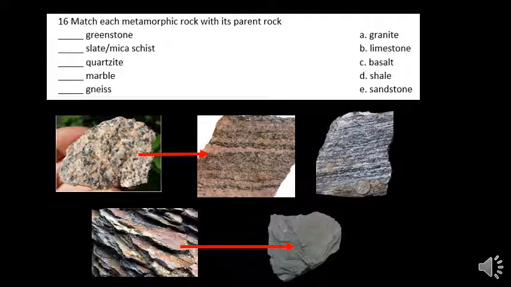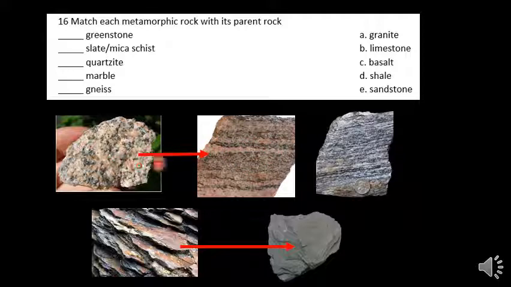Match each metamorphic rock with its parent rock. I have a few pictures down here. We have granite right here. Whenever granite is under heat and pressure, the minerals in there start to align in these nice foliated bands. This is called gneiss, G-N-E-I-S-S.